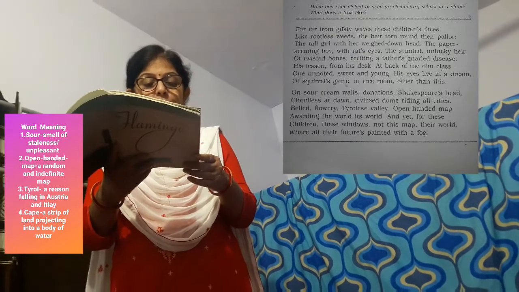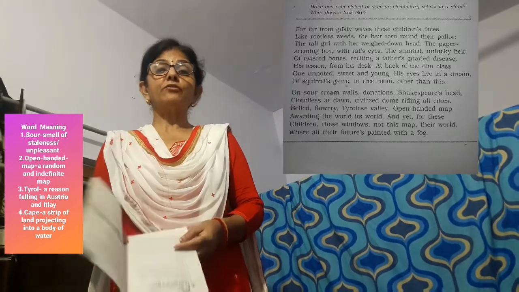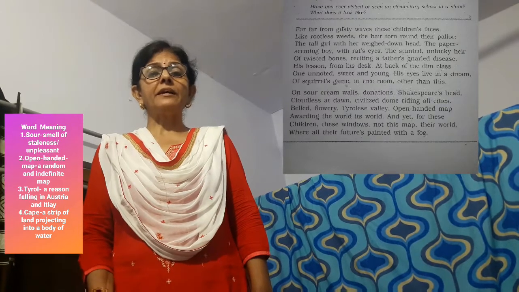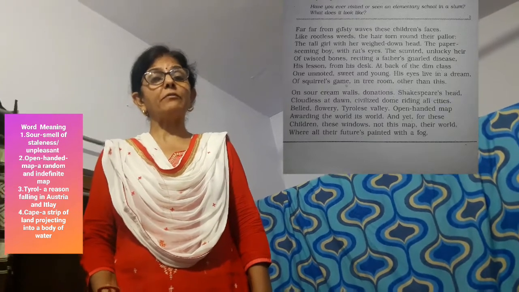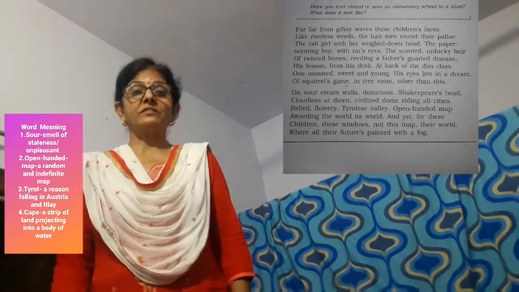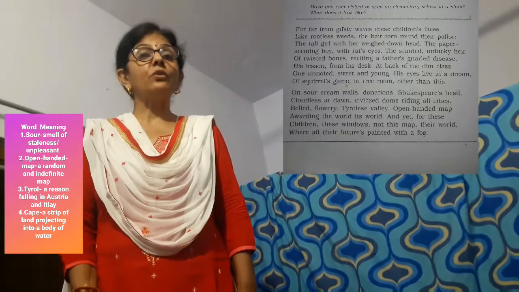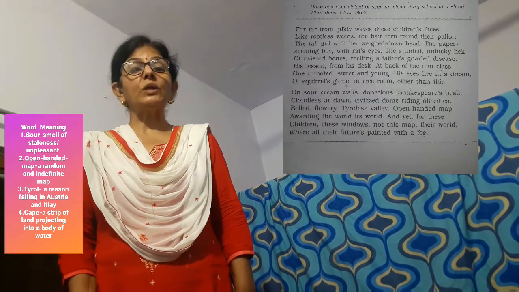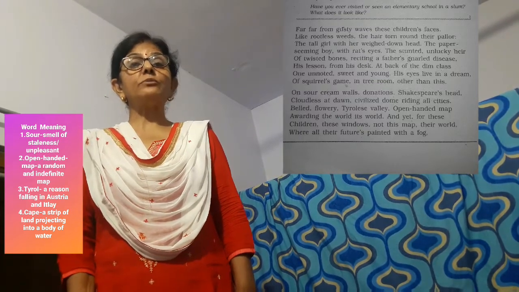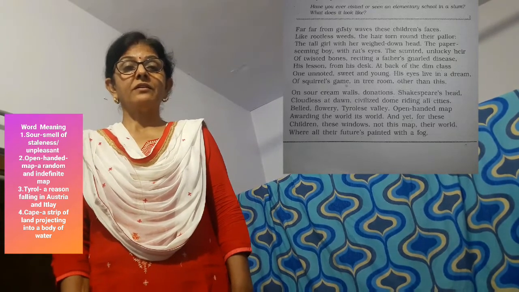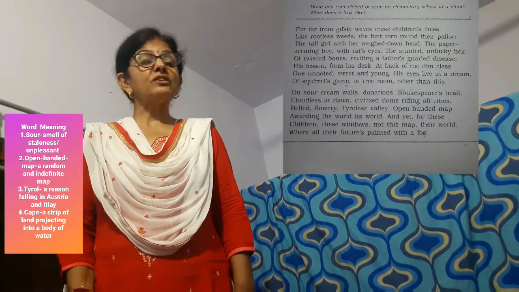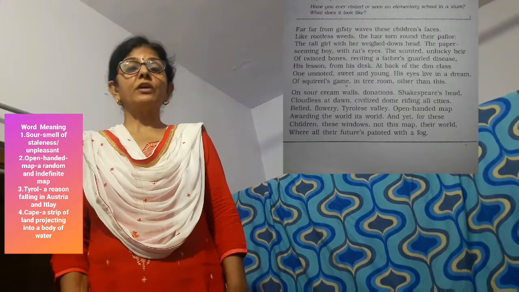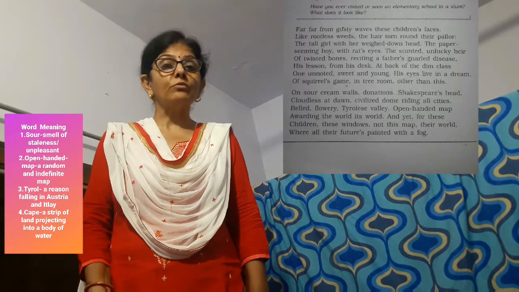Open-handed map awarding the world its world. This open-handed map, the map randomly drawn by the people in power, was awarding the children knowledge. This map was providing the children knowledge. Knowledge of what? Knowledge of the world. Knowledge of the cities of the world, of the continents of the world, of the countries of the world.